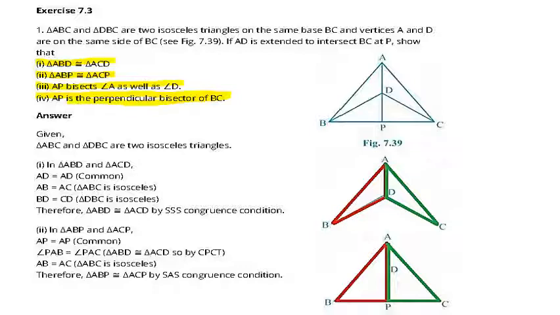Let's first understand what is given to us. It is given to us that triangle ABC and DBC are two isosceles triangles. So that means this triangle ABC is an isosceles triangle, as well as this triangle DBC is also an isosceles triangle.